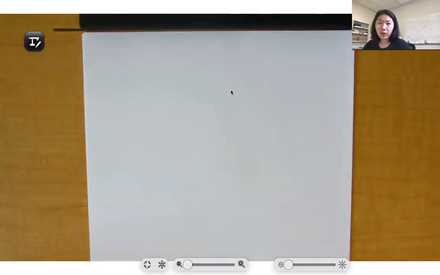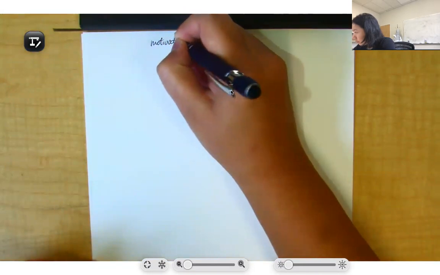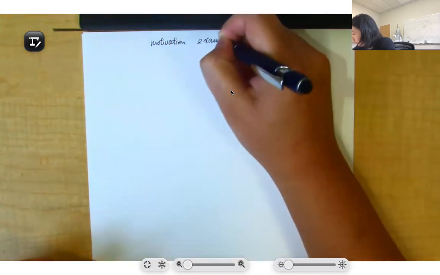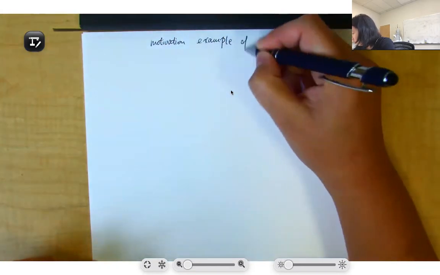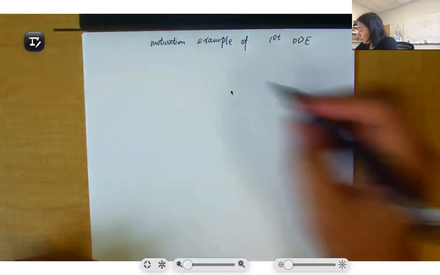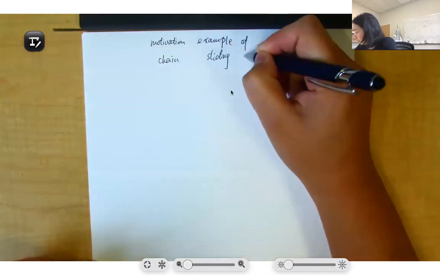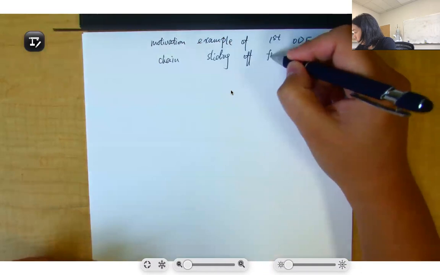So we will first start with the motivation examples. It is a physical model to give a motivation to the first order differential equations, how the physical model links with the mathematics. Okay, so the motivation example of first order ODE. And we will use a train sliding off a frictionless table. Frictionless.